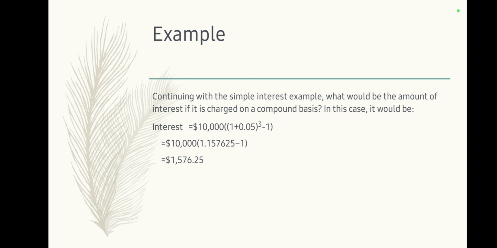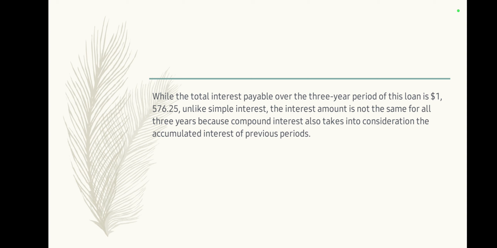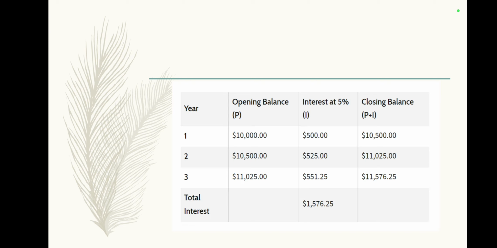That is the total in 3 years, compared to the simple interest where you will just have 1,500. While the total interest payable over the 3-year period of this loan is 1,576.25, unlike simple interest, the interest amount is not the same for all 3 years because compound interest also takes into consideration the accumulated interest of previous periods.